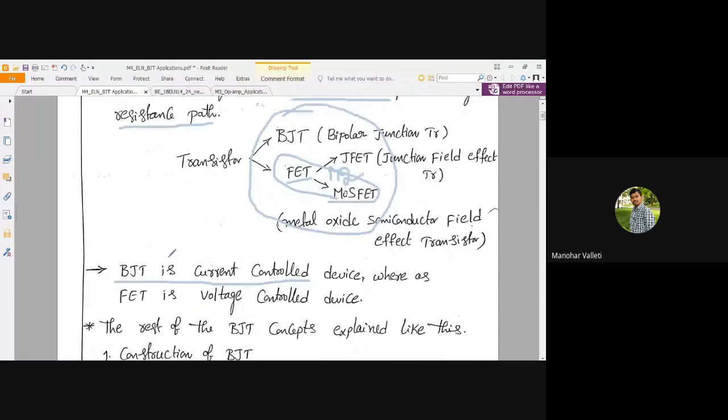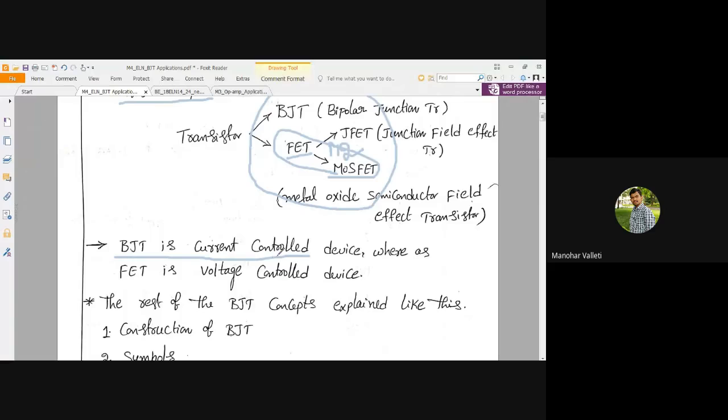So BJT is a current control device. Current control device means whatever input signal is applied changes the input current. By changing the input current, you control the output. So the variation in the input current will control the output, right? So we can say BJT is a current control device.